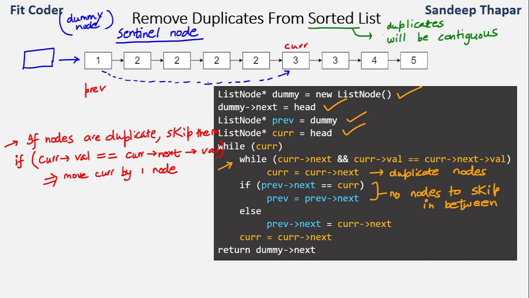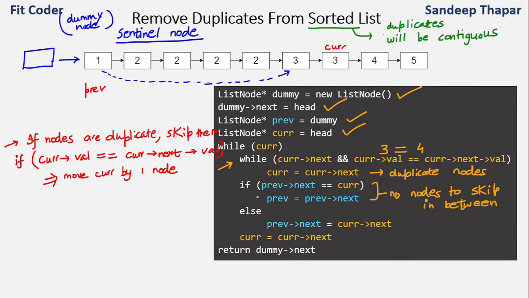In the next iteration, we are in this while loop. So now we'll check if current val, which is 3, is equal to current next val, which is also 3. So now these two nodes are contiguous and equal. So we'll move current by one node. So current will come at the next 3. So now in this while loop, we'll again check if current val, which is 3, is equal to the current next val, which is 4. So these are not equal.